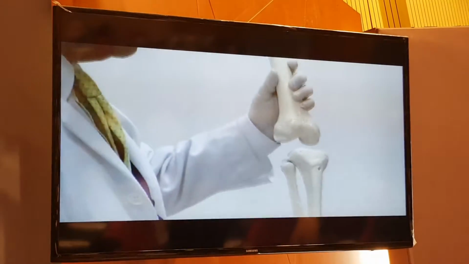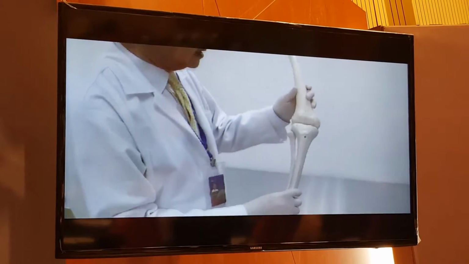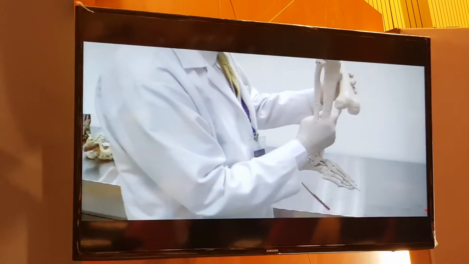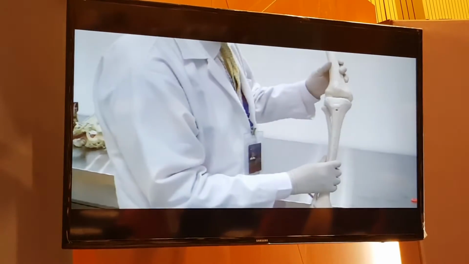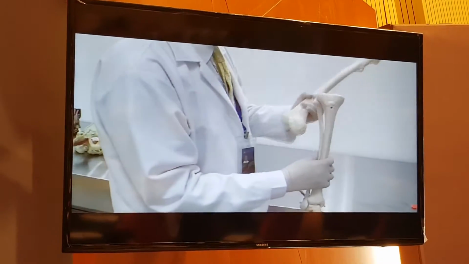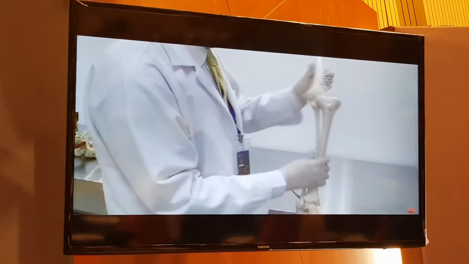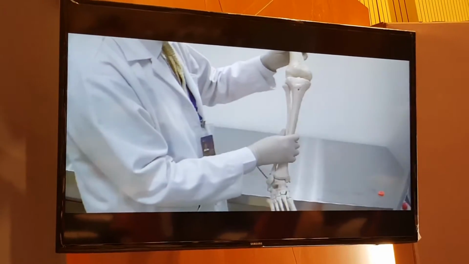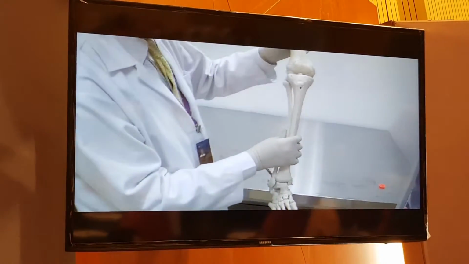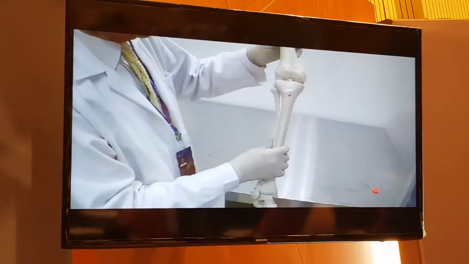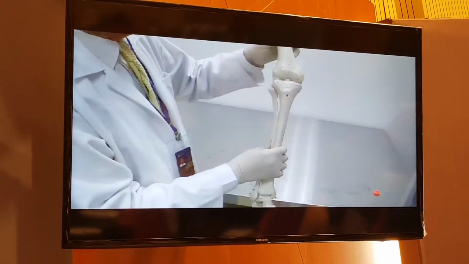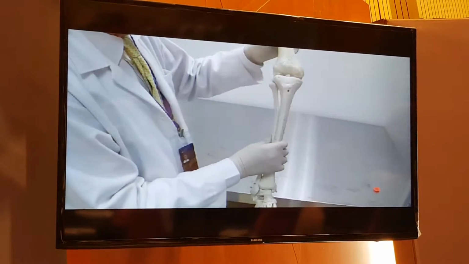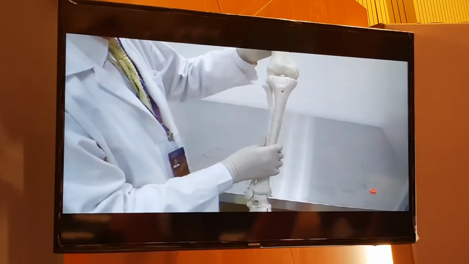If you see here very carefully, here we have the medial condyle of the femur and the lateral condyle of the femur. They articulate with the medial condyle of the tibia and the lateral condyle of the tibia. They will articulate like that. Anterior to these two bones, we have the patella. So the knee joint is not formed by the fibula, but it is formed by two condyles of the femur, two condyles of the tibia, and the patella anteriorly.